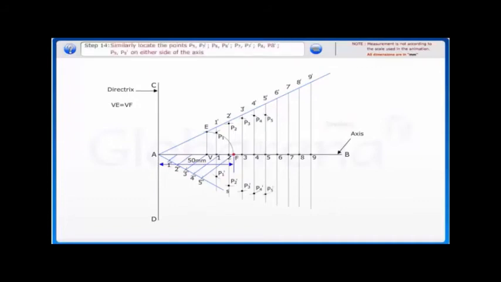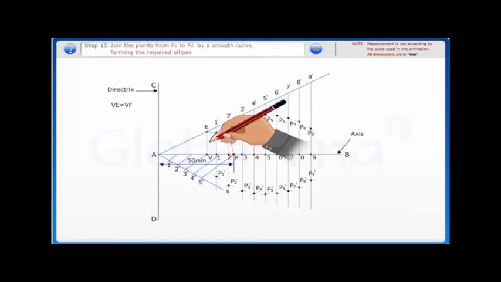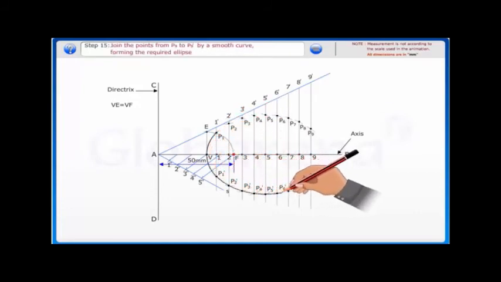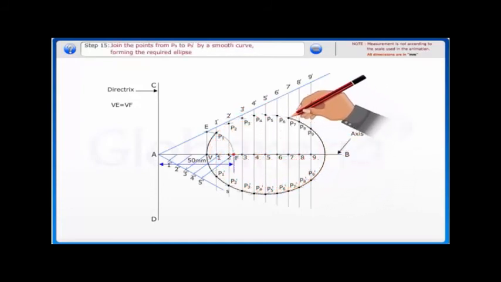Similarly, locate the points P5, P5 dash, P6, P6 dash, P7, P7 dash, P8, P8 dash, P9, P9 dash on either side of the axis. Join the points from P9 to P9 dash by a smooth curve, forming the required ellipse.